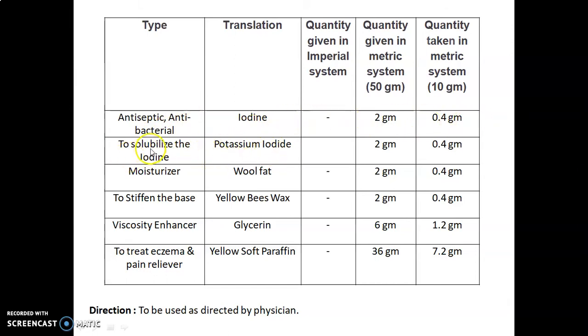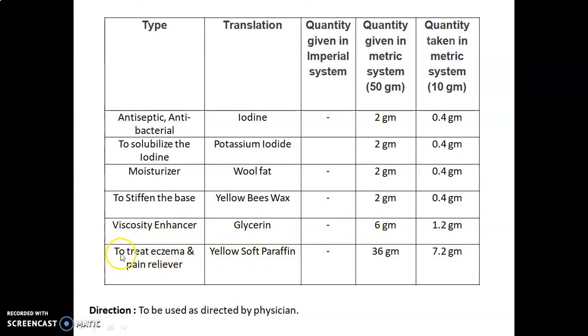Potassium iodide is used to solubilize the iodine. Quantity given should be 2 gram, taken should be 0.4 gram. Wool fat is used as a moisturizer. Quantity given 2 gram, taken should be 0.4 gram. Yellow beeswax is used to stiffen the base, quantity given should be 2 gram, taken 0.4 gram. Glycerin is used as a viscosity enhancer, quantity given 6 gram, taken 1.2 gram.